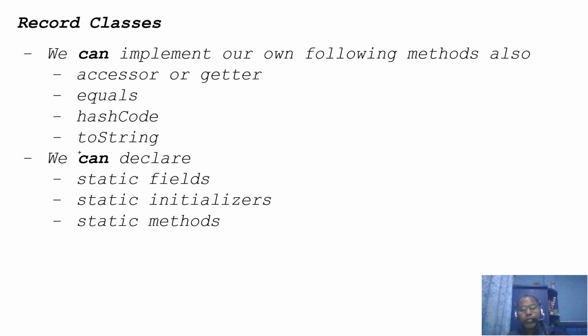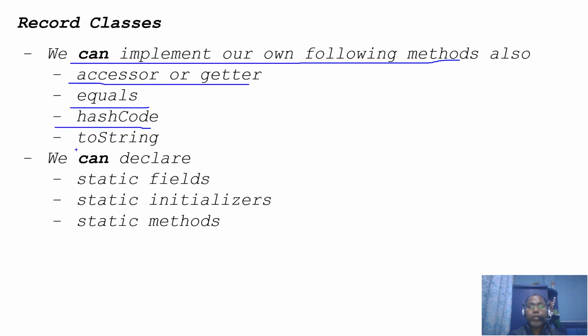So let's think about what other things we can do while writing record classes. We can implement the following methods ourselves also, because the getter method, equals method, hashCode method, and toString method you get automatically. But if needed, sometimes I want to override and give some specific conditions, you can do that, but please ensure that you cannot violate the contract which the record class already implemented.